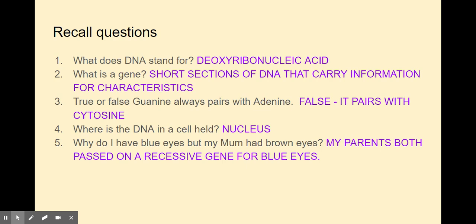True or false? Guanine always pairs with adenine. False, it pairs with cytosine. It's one of the base pairs in DNA. And where is the DNA in a cell held? It's held in the nucleus.